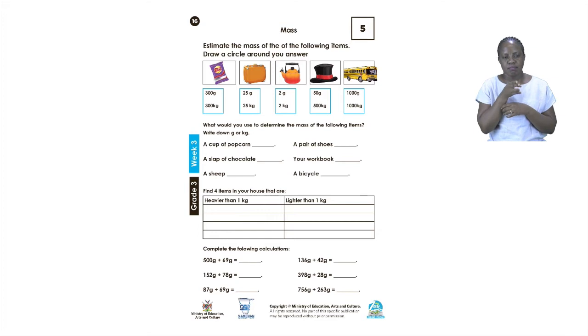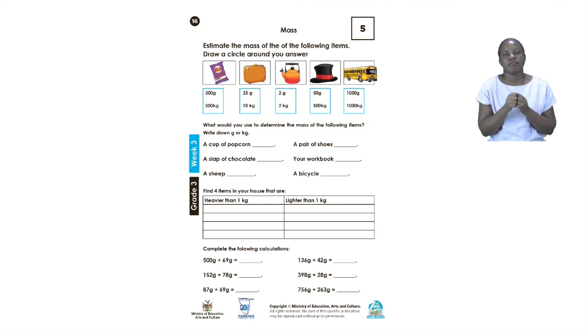The first that we can see is a packet of chips. Now, before we go into our answers, you must know that the G that you can see behind 300 stands for grams. And the KG that you can see behind the 300 stands for kilograms. So we have grams and we have kilograms. Grams, my dear children, are less than kilograms. So now that we know that, let us try and answer.